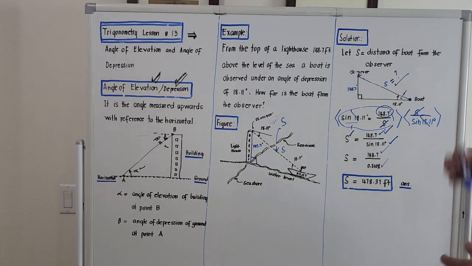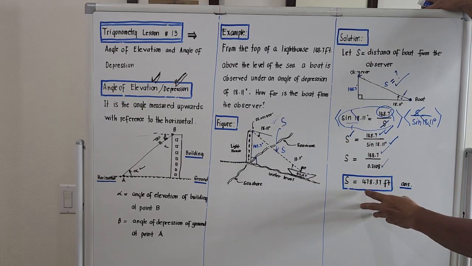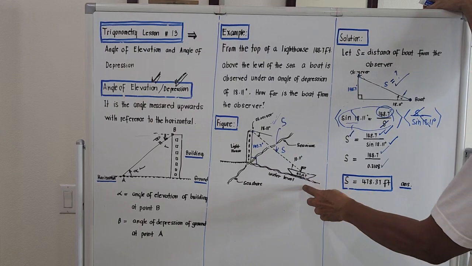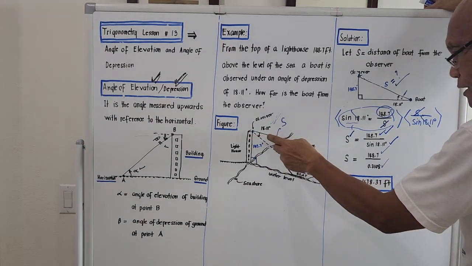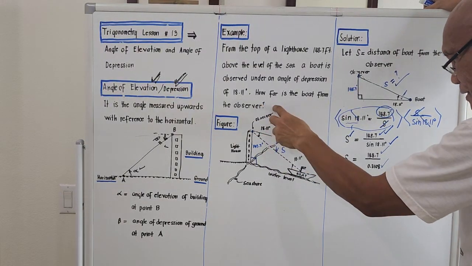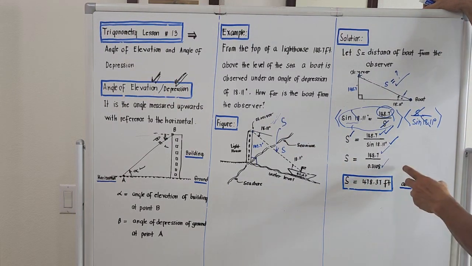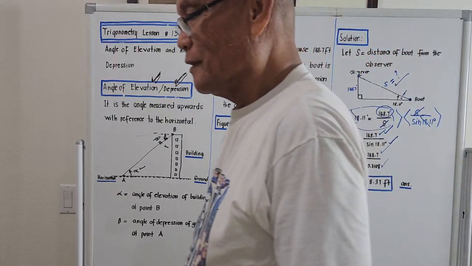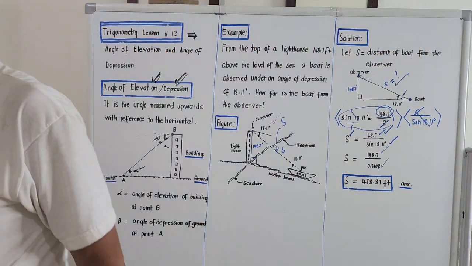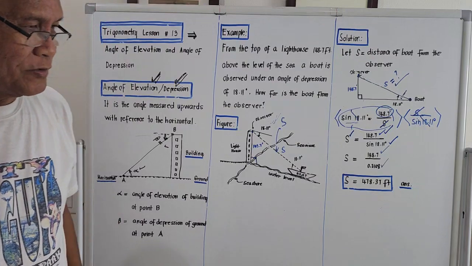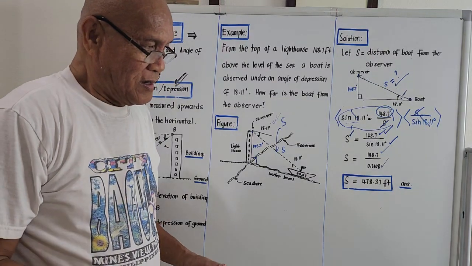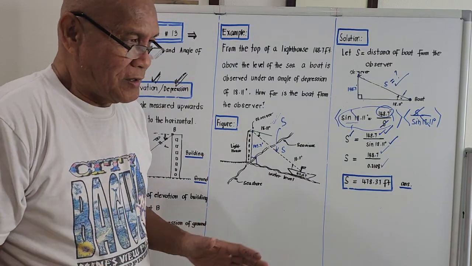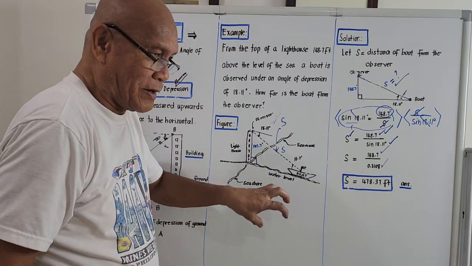That's algebra. So what comes out is 478.37. So the distance of the boat from the observer, if the angle of depression observed is 18.11 degrees, is 478.37. Okay guys, that's a practical application, so it will not be boring. We are not only solving problems on triangles that have given dimensions, but we will relate a right triangle to a real life problem like this one.